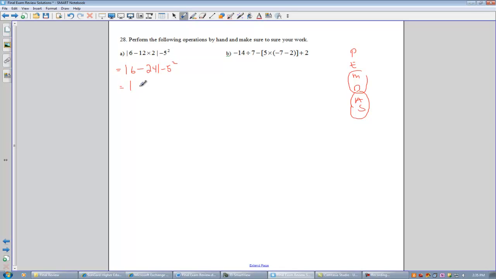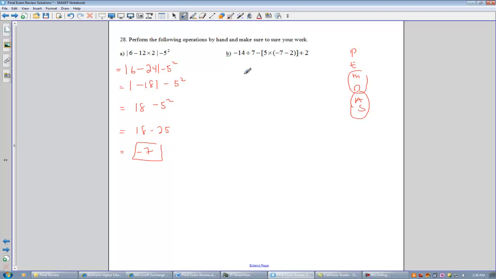And then that's equal to, so 6 minus 24 is a negative 18. So we have absolute value negative 18 minus 5 squared, which is equal to, the absolute value of a negative number makes it positive, so positive 18 minus 5 squared, which is equal to 18 minus, now do the exponent, so 25, which is equal to 18 minus 25. Well, 18 minus 25 is a negative 7. Right, so my answer should be negative 7.